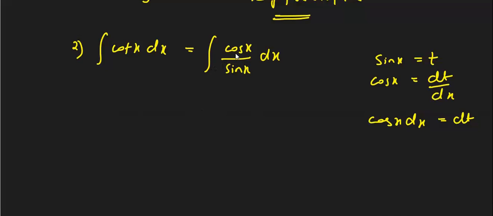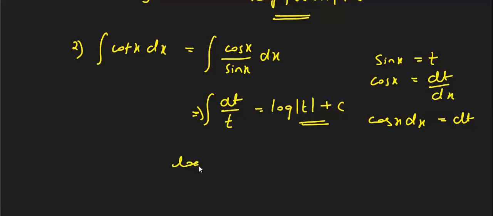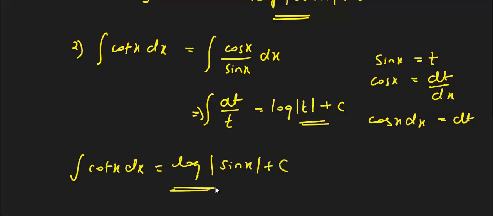Okay. So now cos x dx you have, so that is to be replaced by dt, and sin x we consider as t. So again this is of the form dt by t. 1 by t is the derivative of the log function. So integral 1 by t dt is log of mod t plus c. If you back substitute the t value, log of mod of t, t is now sin x plus c. Therefore, integral cot x dx equal to log of mod of sin x plus c.